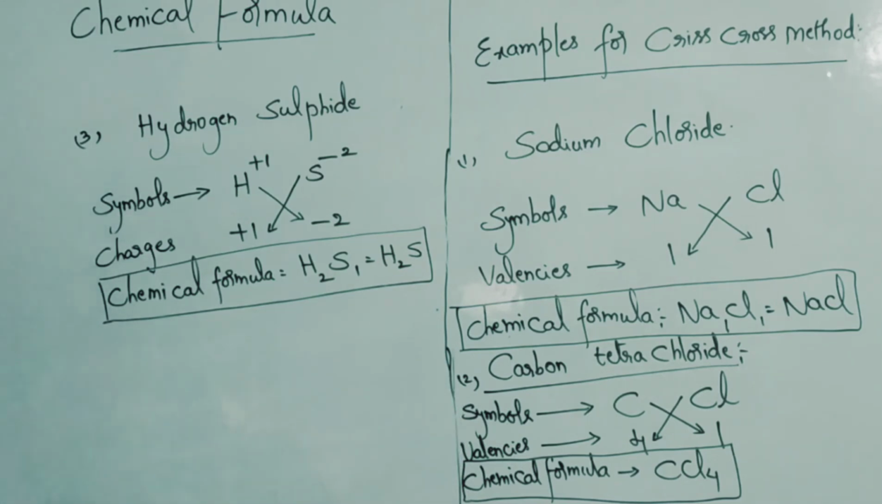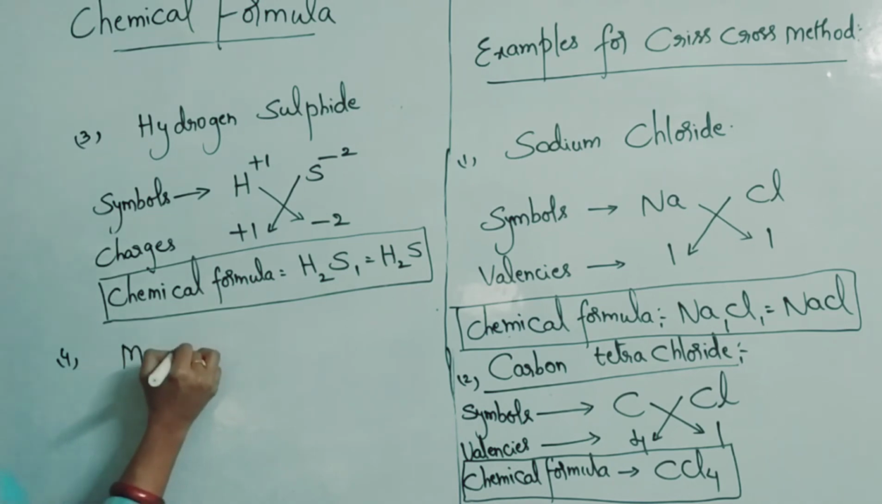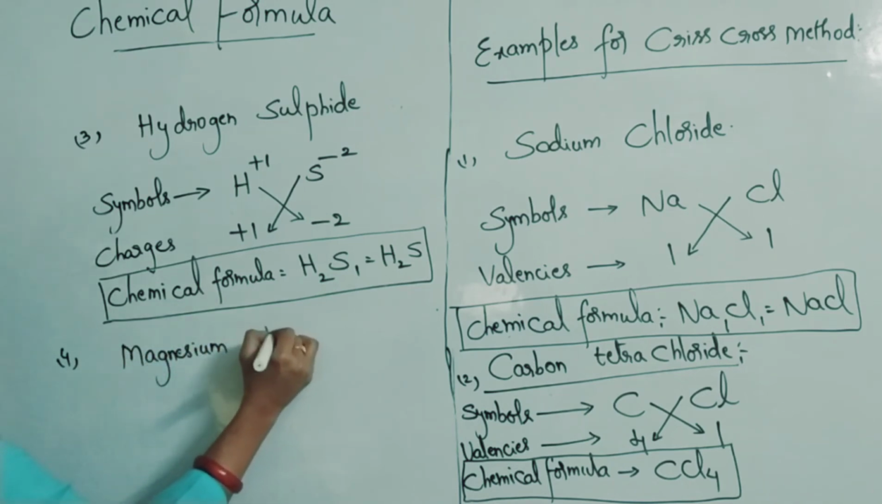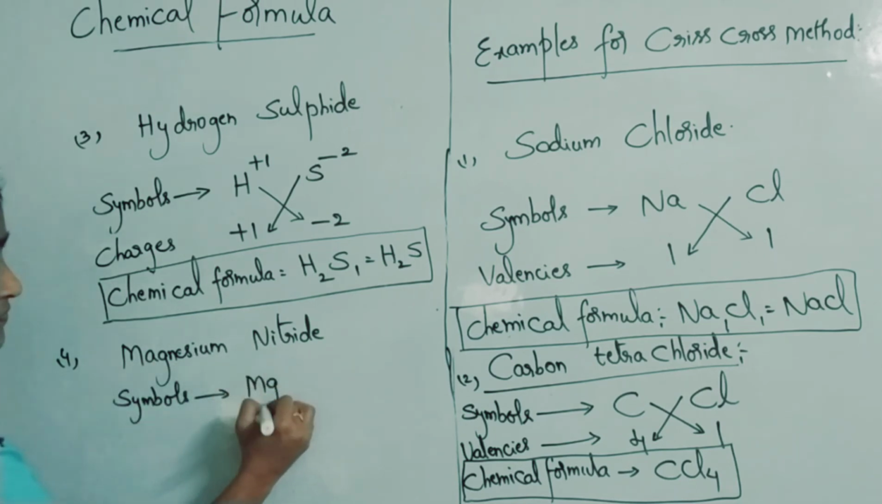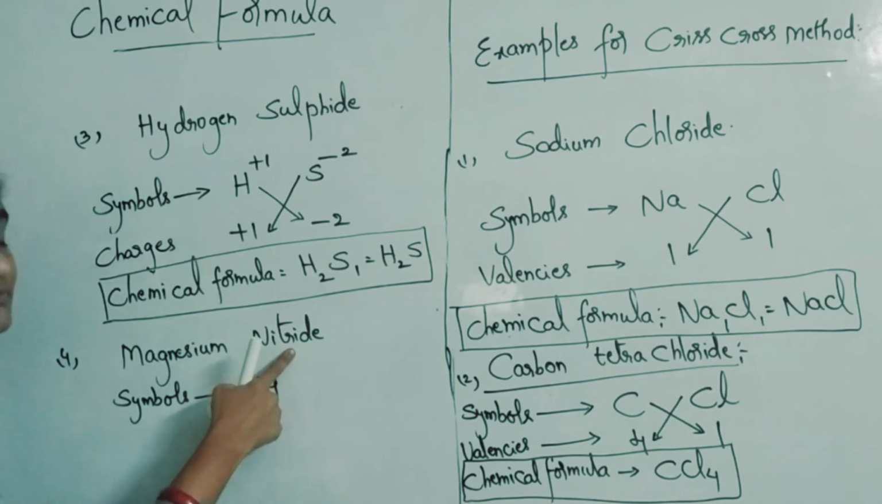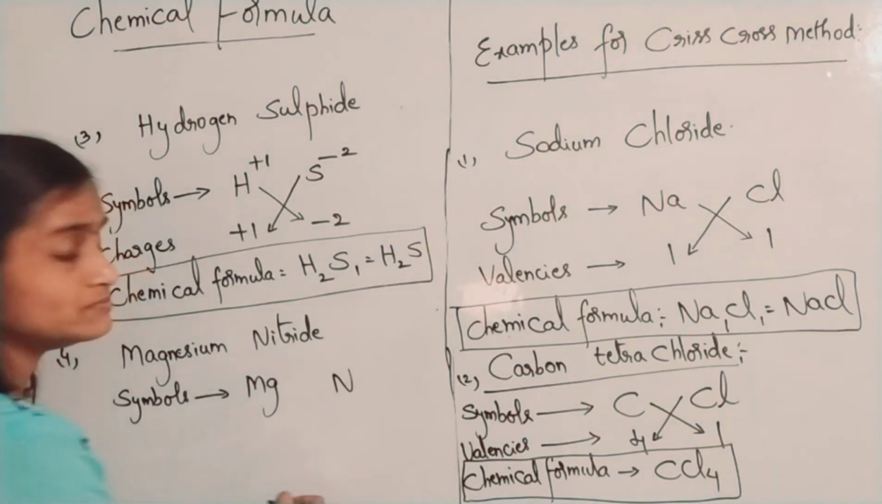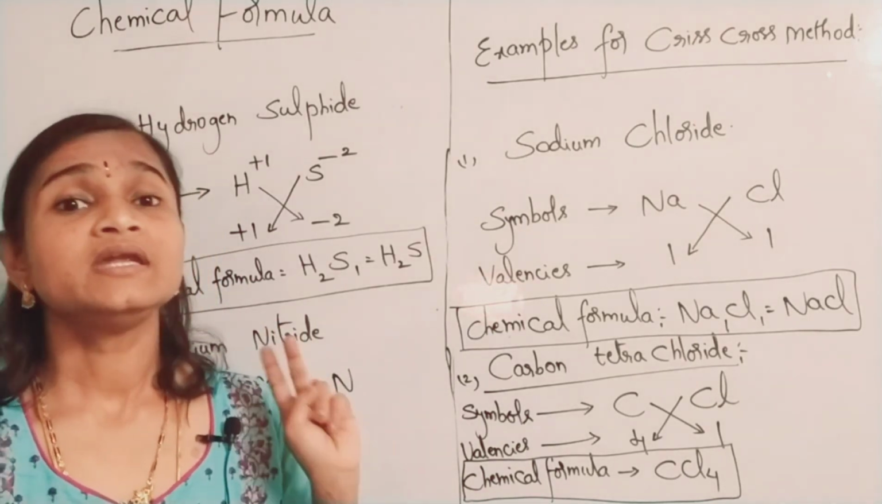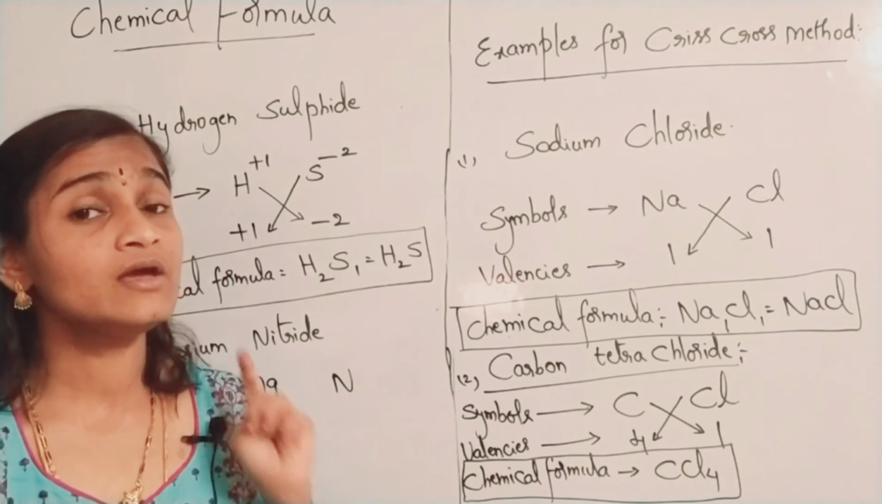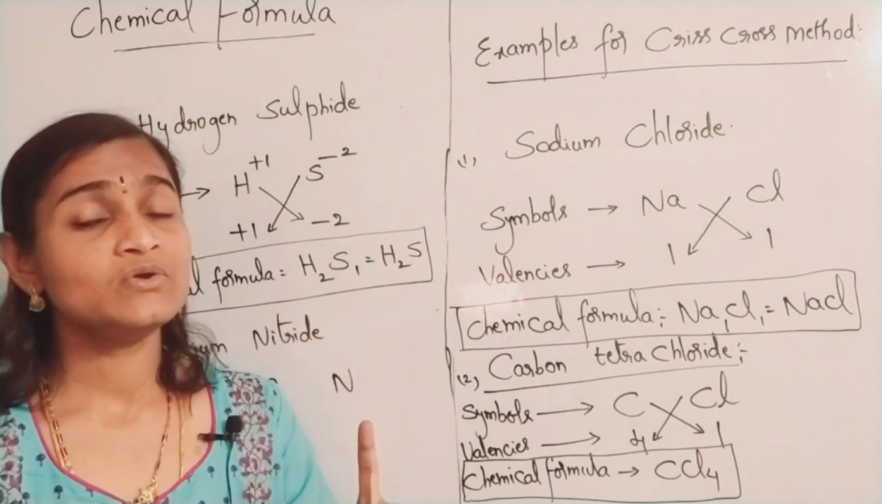Example 4: magnesium nitride is the name of the compound given to you. We have to write the symbols first. The symbol of magnesium is Mg. The symbol of nitride is N. Nitrate is NO3 and nitrite is NO2, but this is nitride, with the ending ide. Recall the ions; you have to watch the previous video.